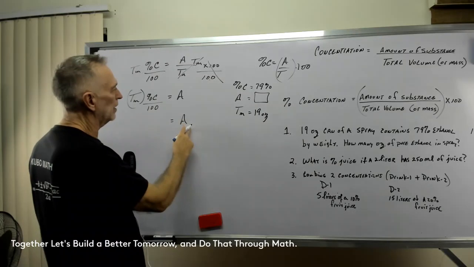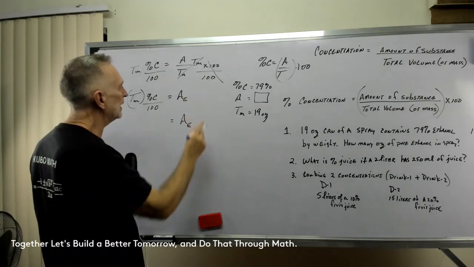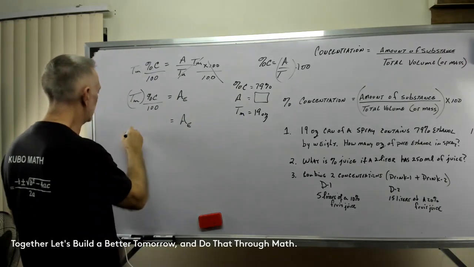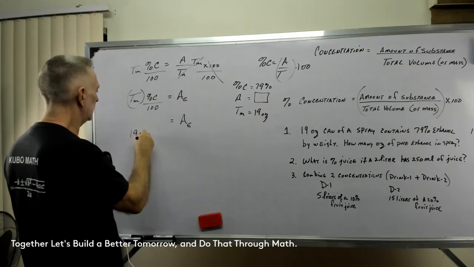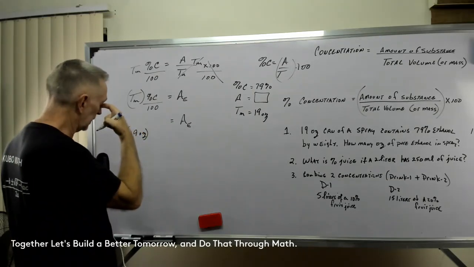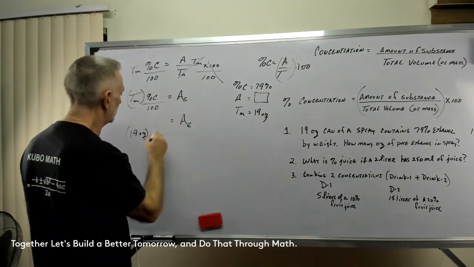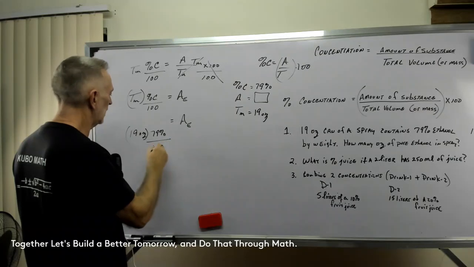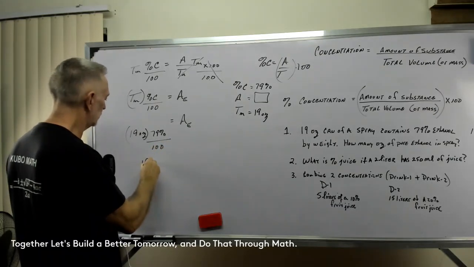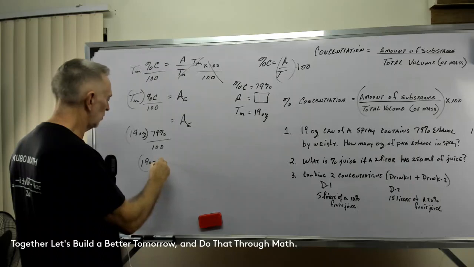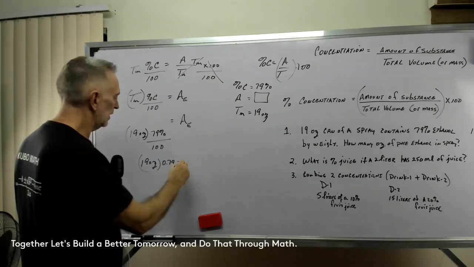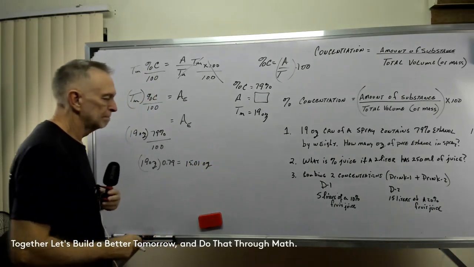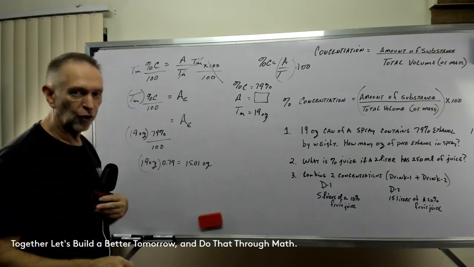So the amount of the ethanol, we'll call it A sub E. Okay, so we have total mass, which was 19 ounces, times percent, 79% divided by 100, and that equals 19 ounces times 0.79, and that equals 15.01 ounces. Now, obviously, I'd done that earlier on the calculator.